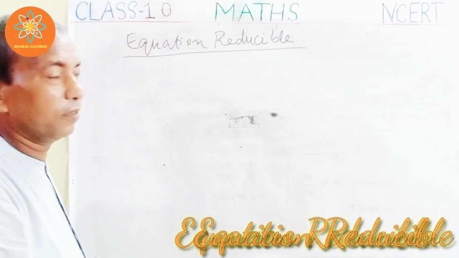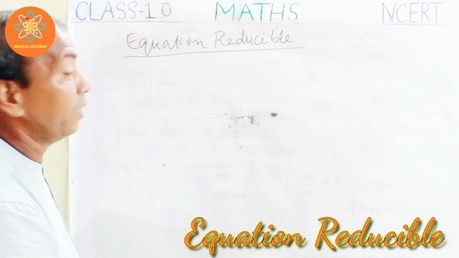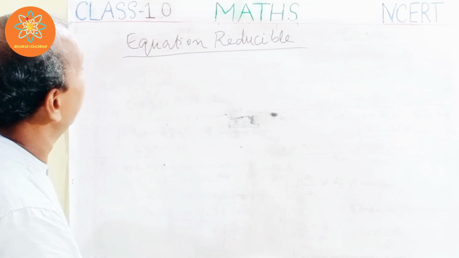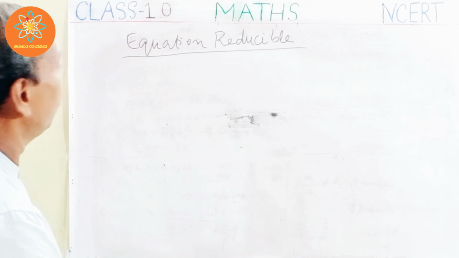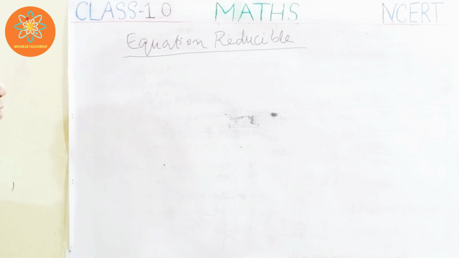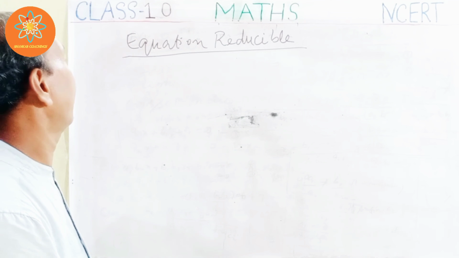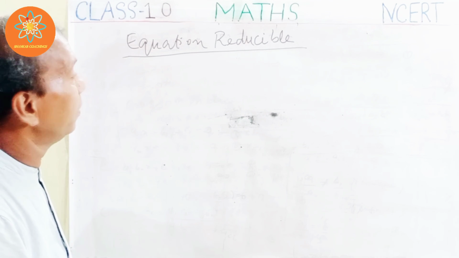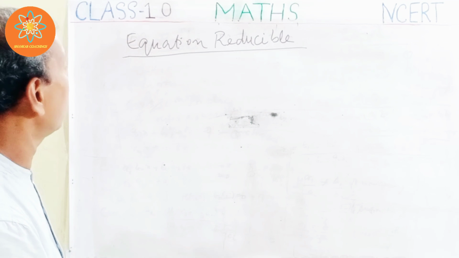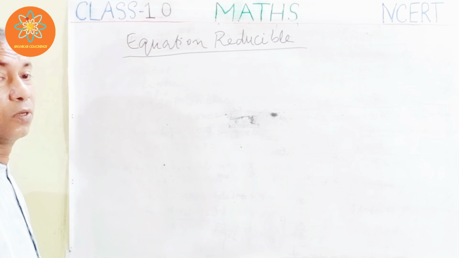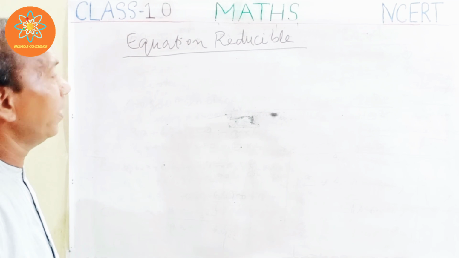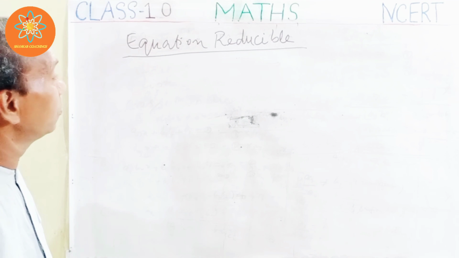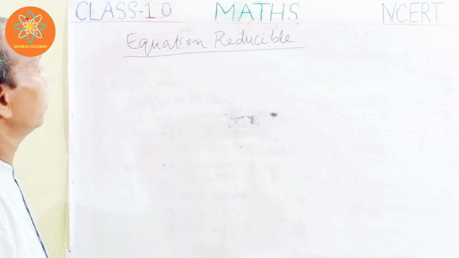Now we see the equations reducible to a pair of linear equations. In many cases, the equation which is given is not in linear form. If in the denominator there are x and y, in that case we will reduce that equation into a linear pair of equations. So when to reduce the equation? When x and y are present in the denominator, I have to reduce that equation to get the solution.